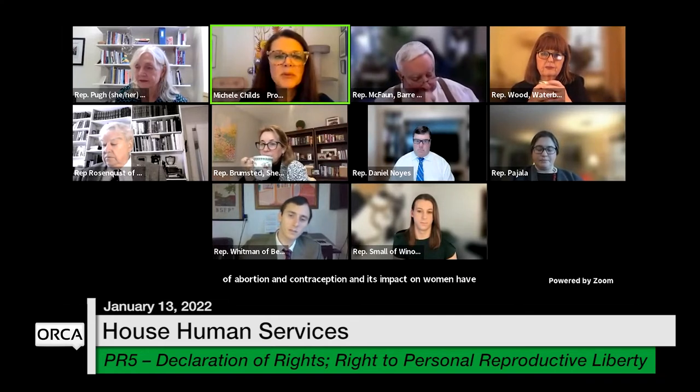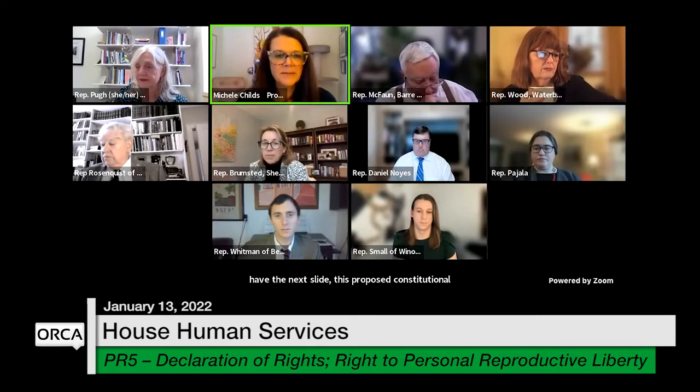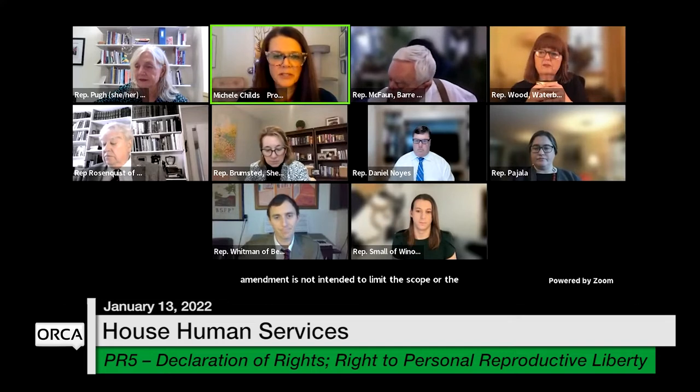The next line, this proposed constitutional amendment is not intended to limit the scope or the rights of those particular provisions.